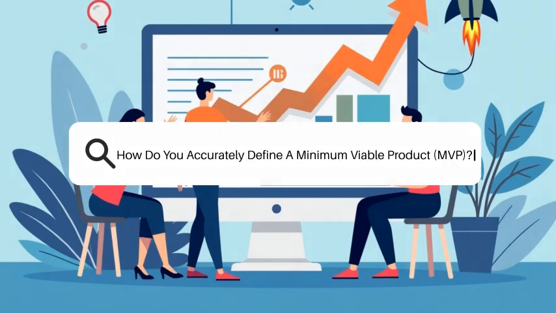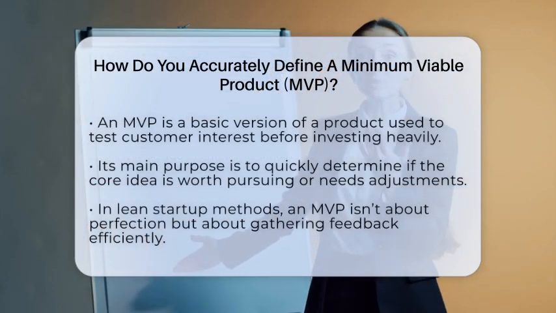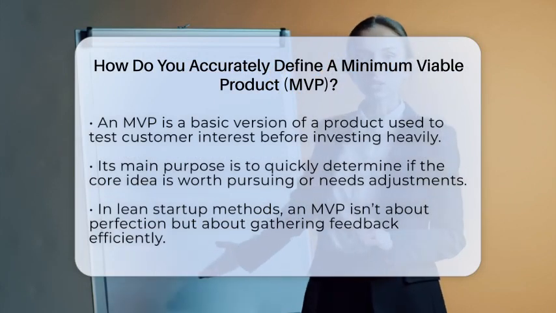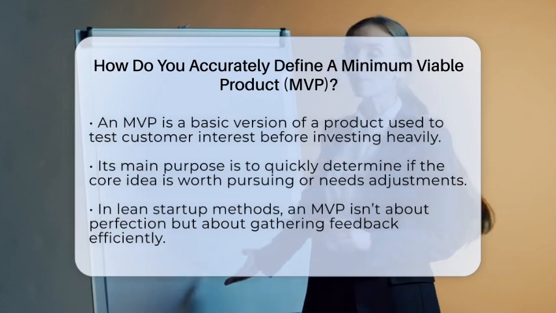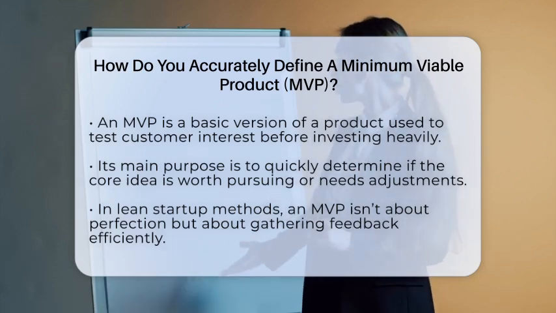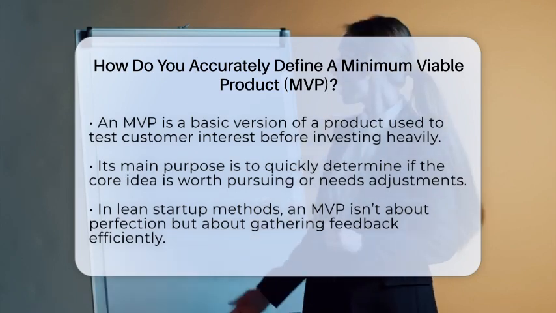How do you accurately define a minimum viable product, MVP? Imagine launching a new idea and wanting to see if people actually want it before pouring in lots of time and money. That's where a minimum viable product comes in. It's a simple version of your product that shows just enough to test your main idea. The goal is to learn quickly if your concept works or needs changing.